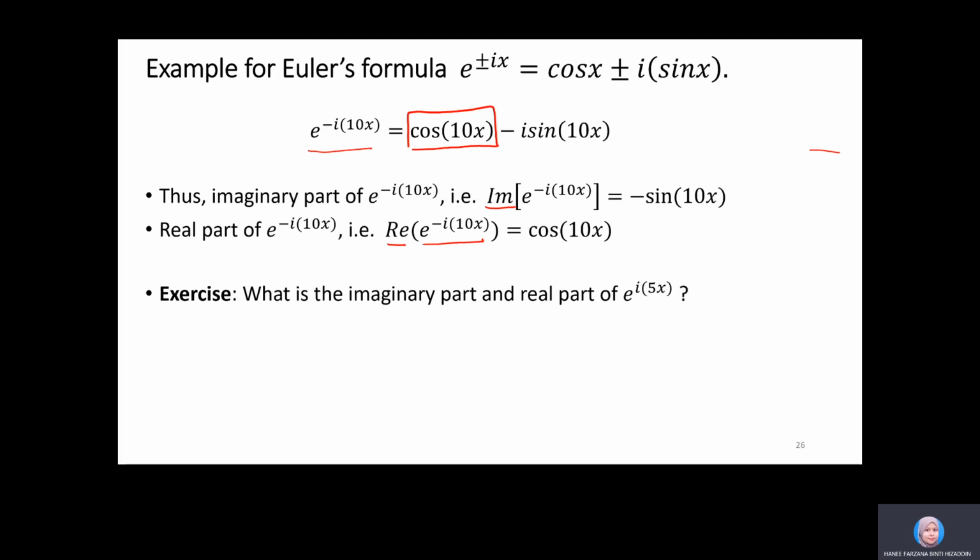Let's do a quick exercise. What is the imaginary part and the real part of e to the i times 5x? You can convert that using Euler's formula into cos and sine notation. So e to the i 5x equals cos 5x plus i sine 5x. The imaginary part of e to the i 5x is sine 5x, whereas the real part of e to the i 5x is cos 5x.